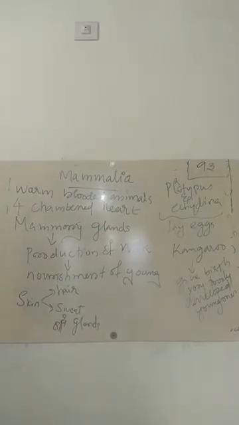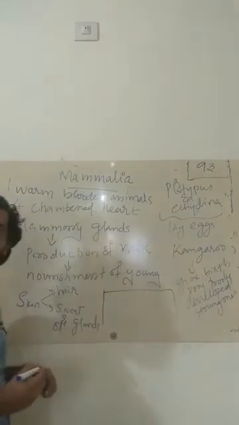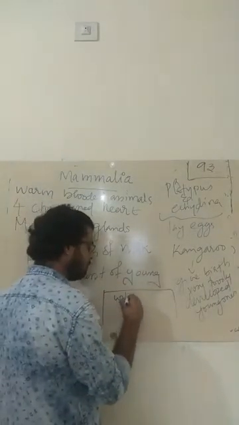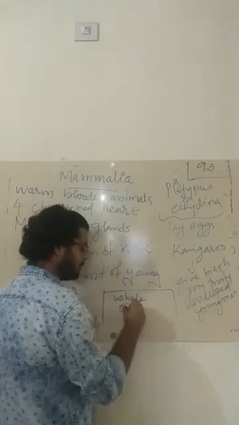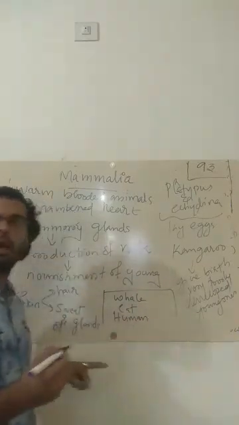When we are looking at examples, some examples of this Mammalia group are whale, cat, human, bat and rat.